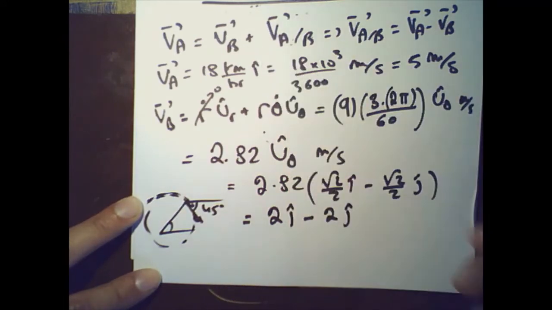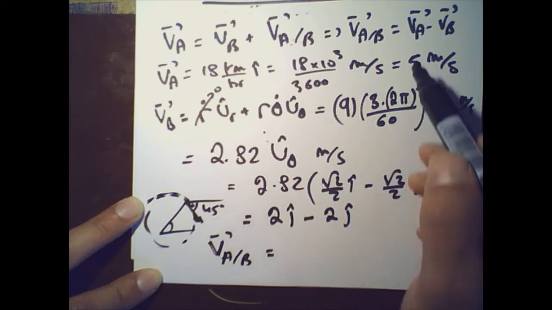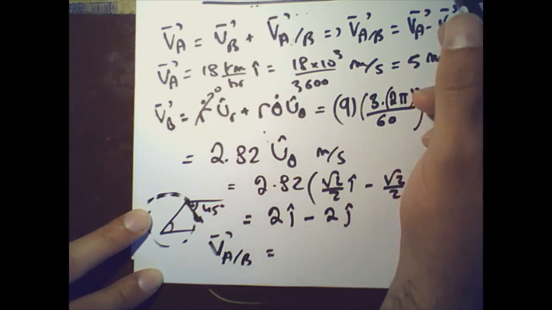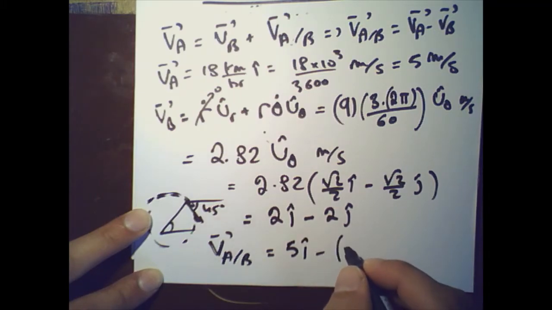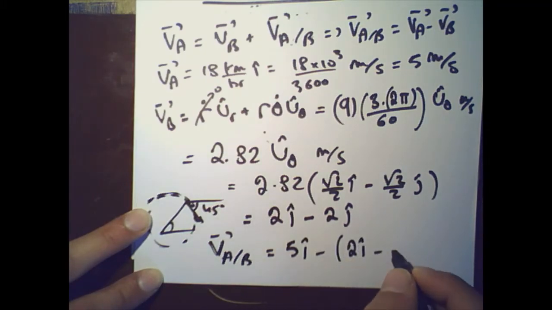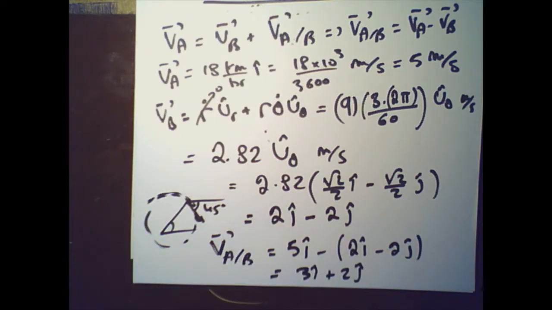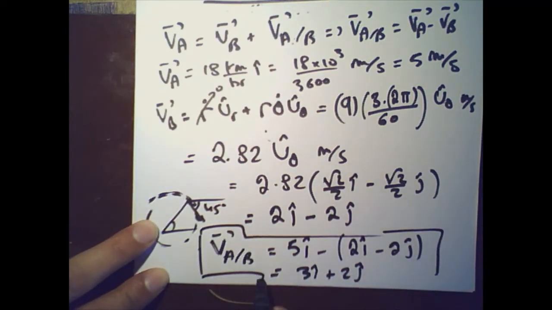Now what remains is we just need to find VA minus VB. So VA with respect to B is equal to how much? VA minus VB, right? Which is equal to, what was VA? VA was equal to 5, right? So 5I minus 2I minus 2J. That would be equal to 3I plus 2J. Alright guys, and that would be this answer, 3I plus 2J. Okay, so you can see it's basically like a 5-minute problem, pretty basic stuff.